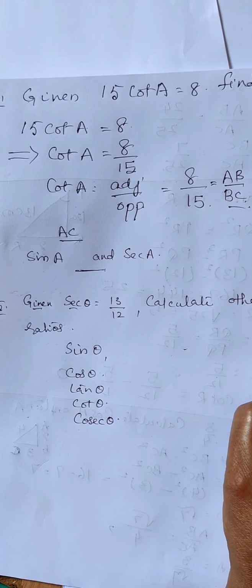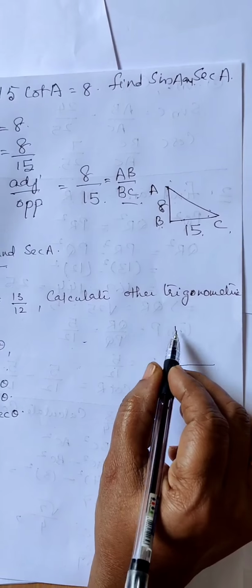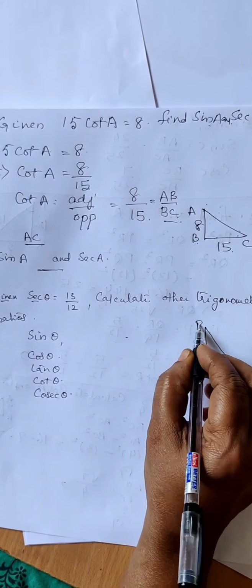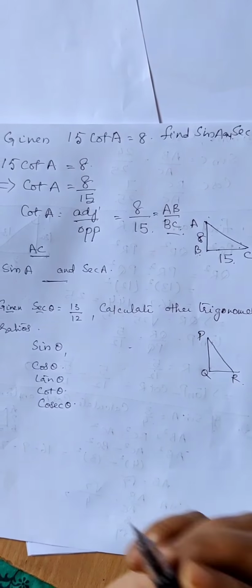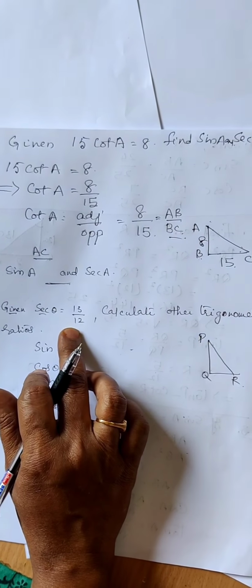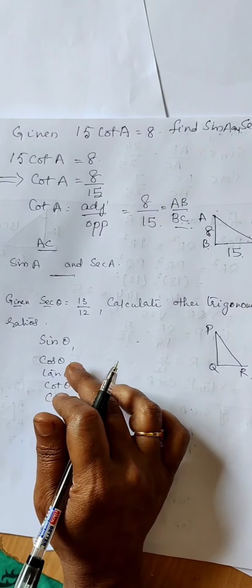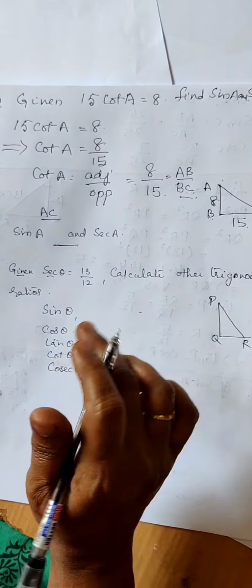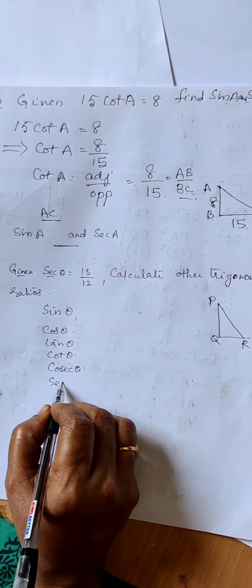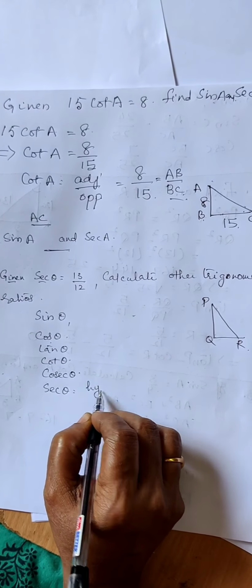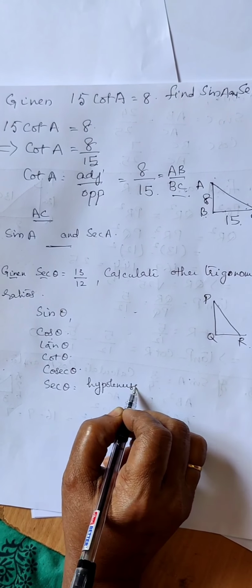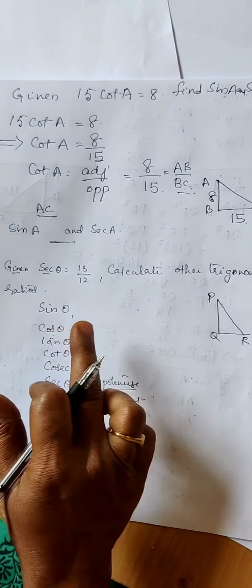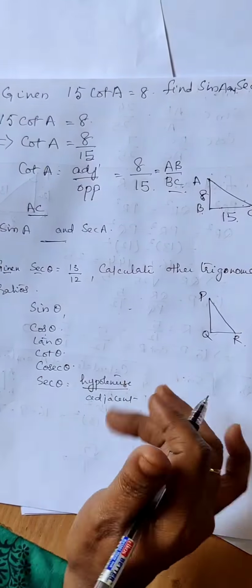So let us draw a triangle PQR. So what is given to you? Secant theta. What is secant theta? Secant theta is reciprocal of cos theta. So secant theta means hypotenuse by adjacent. See, how can you remember this one? You know cos theta is equal to adjacent by hypotenuse. Just reverse that one. That is secant theta.